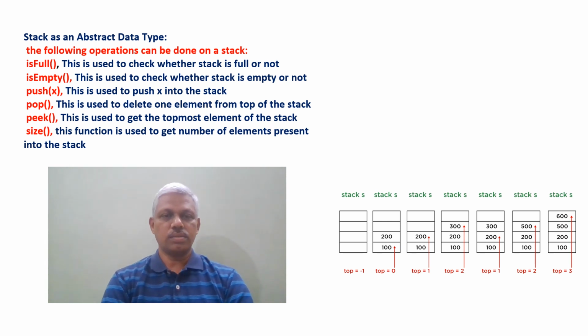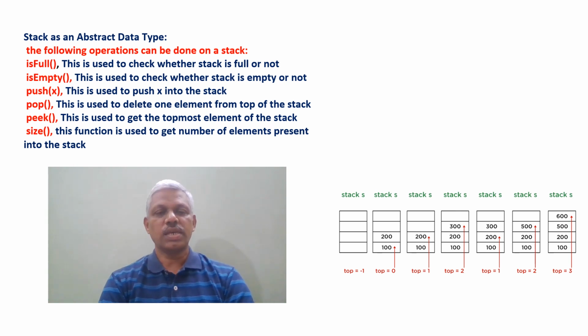Also peek, which is used to get the topmost element of the stack. Whatever topmost element exists, we can get it. That operation is called peek. And the current size of the stack can also be obtained. These are the primitive operations that we can perform on a stack, but combinations of these result in a variety of operations on stacks.